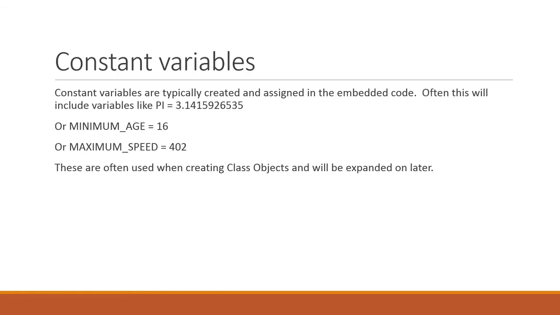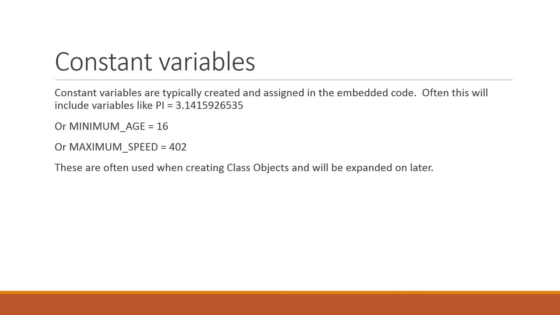Constant variables. Constant variables are variables that typically are created and assigned and embedded in the code. You're not going to be collecting information from a user and then using that as a constant variable. That's seldom. That's just bad practice. Normally this would be something like pi. Pi is always going to be 3.14. So if you're going to use pi in your code for some reason, you would define a constant variable like pi equals 3.14 and so on, and you would use that whenever you want to use pi.